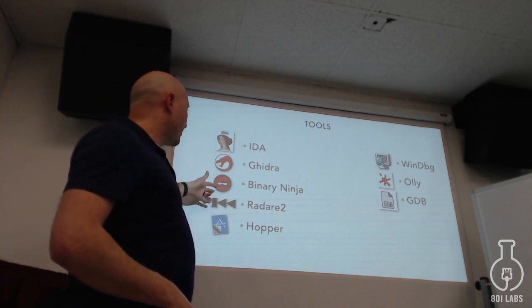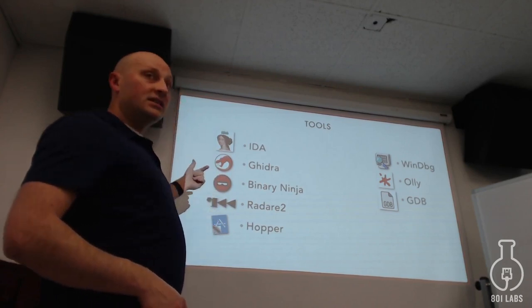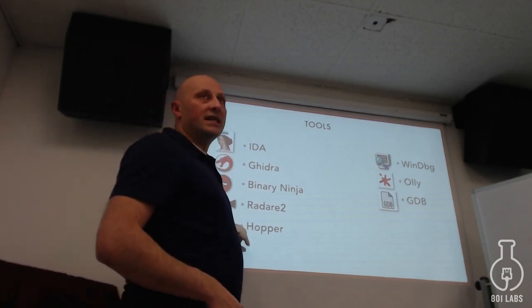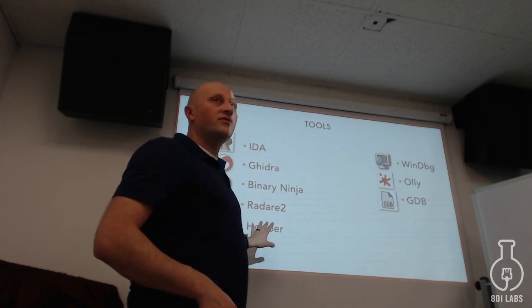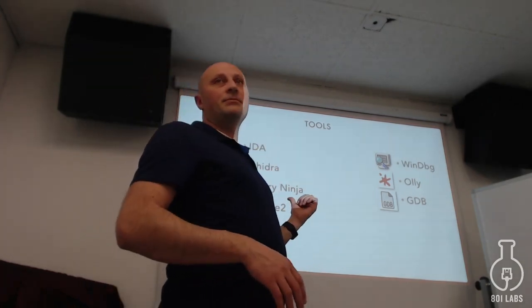But there are other tools. Before Ghidra's release, these ones were also starting to steal market share from IDA. Binary Ninja is still pretty cool. Radare is pretty cool. And Hopper's great, especially for OS X. If you're looking to reverse specifically OS X binaries, Hopper's pretty cool for that, and it does decompilation too.